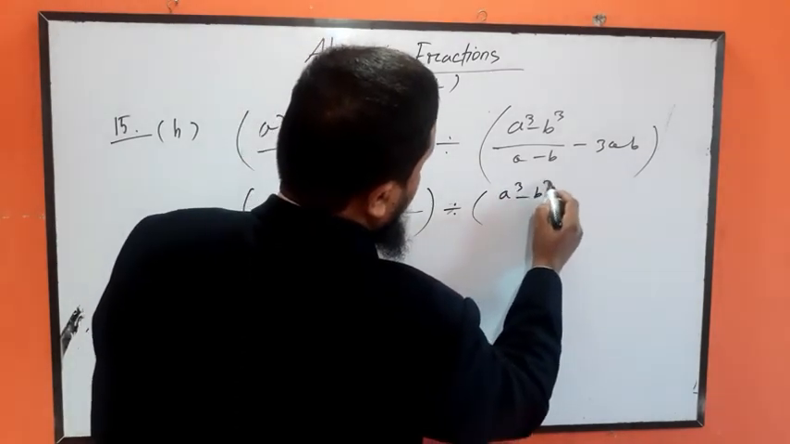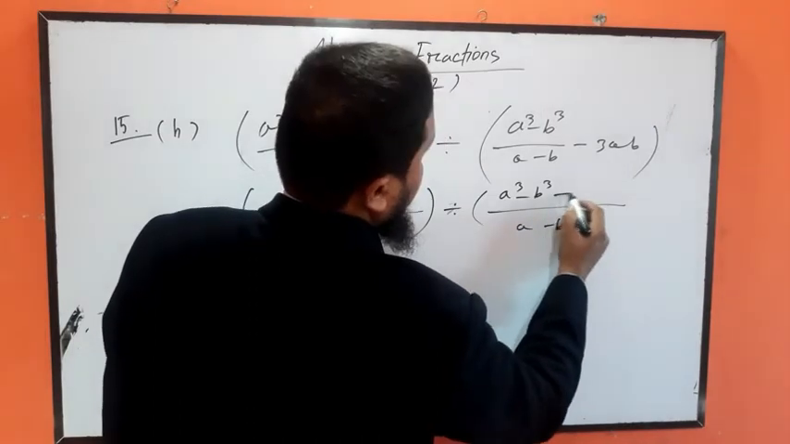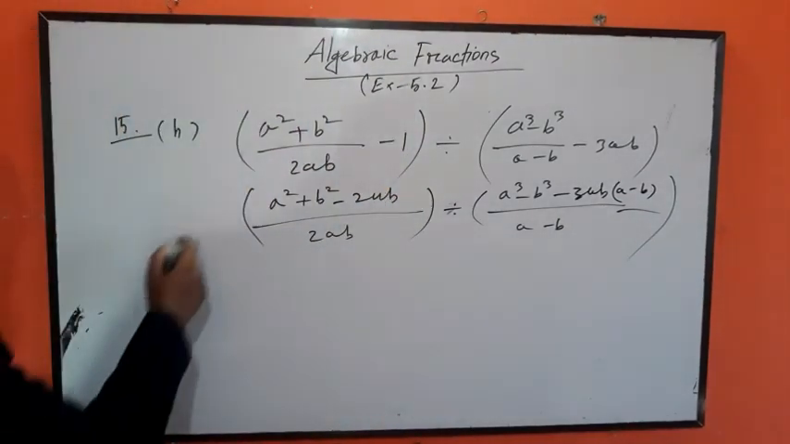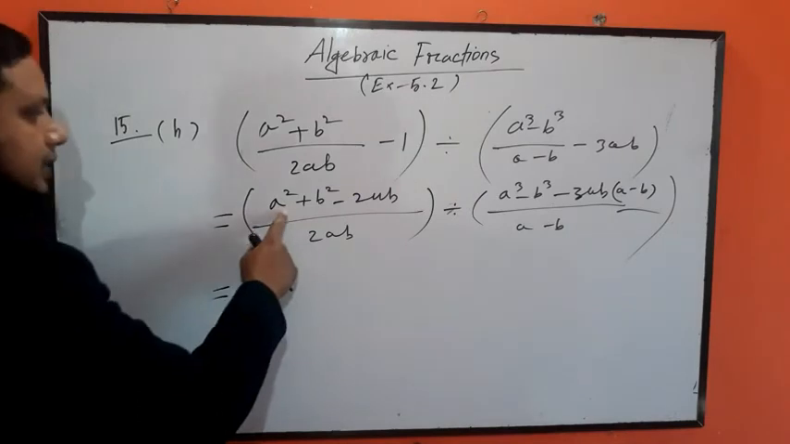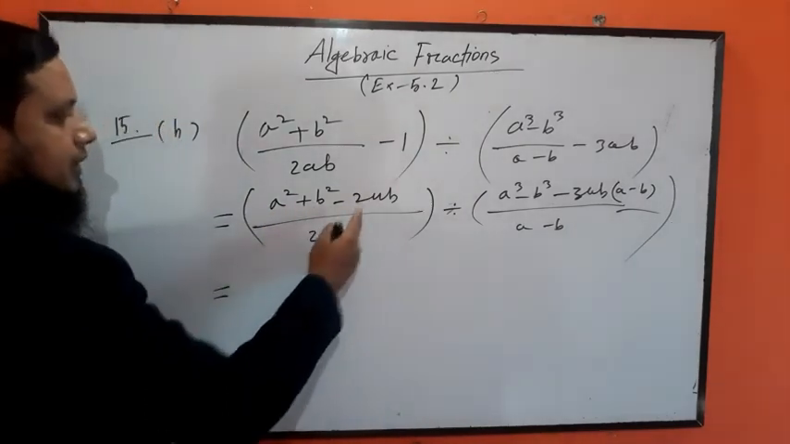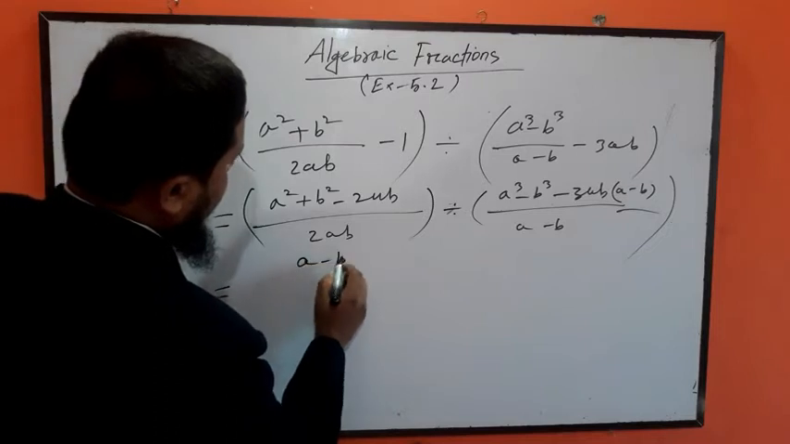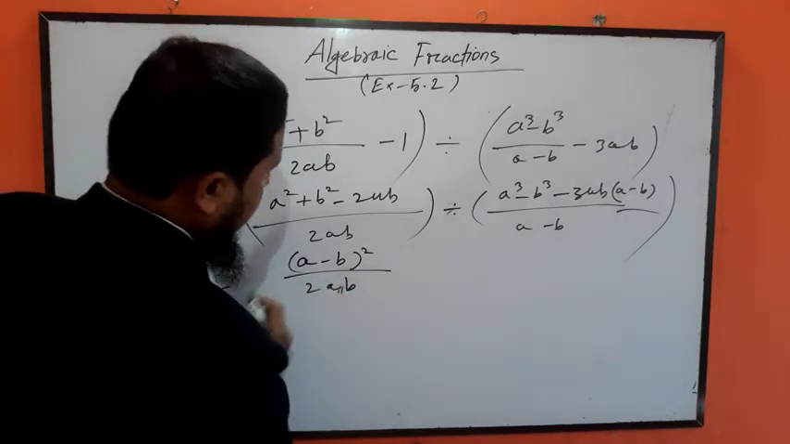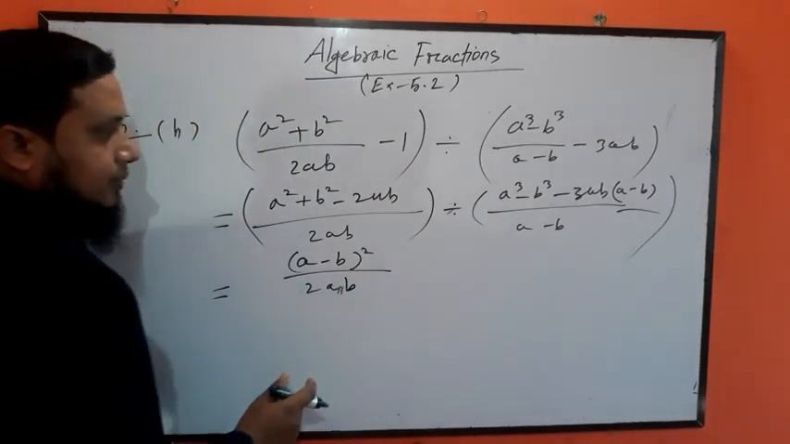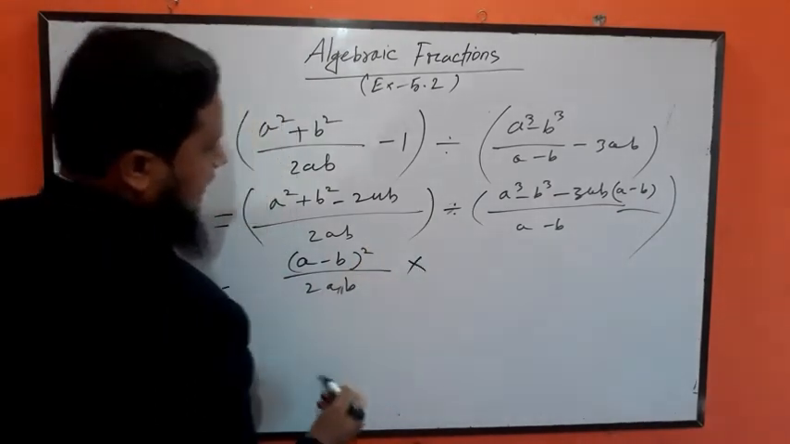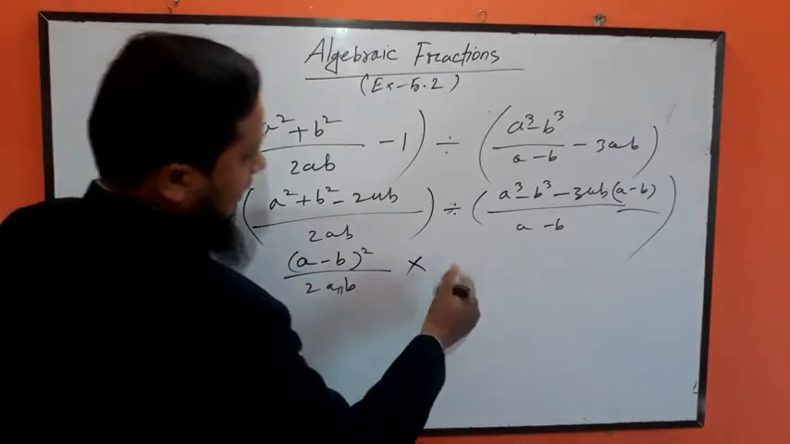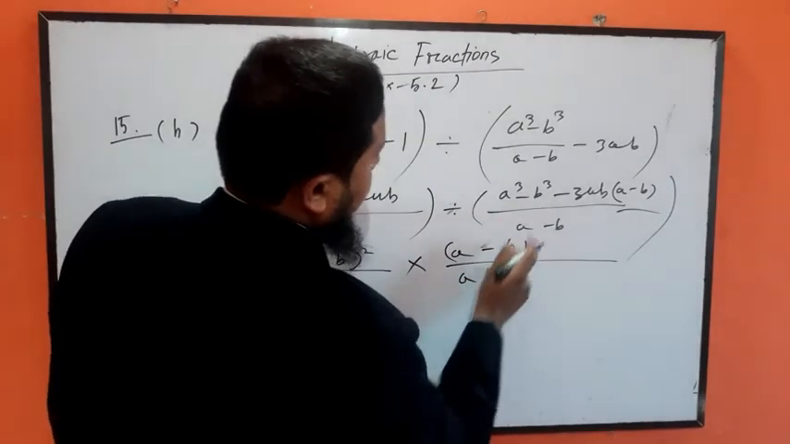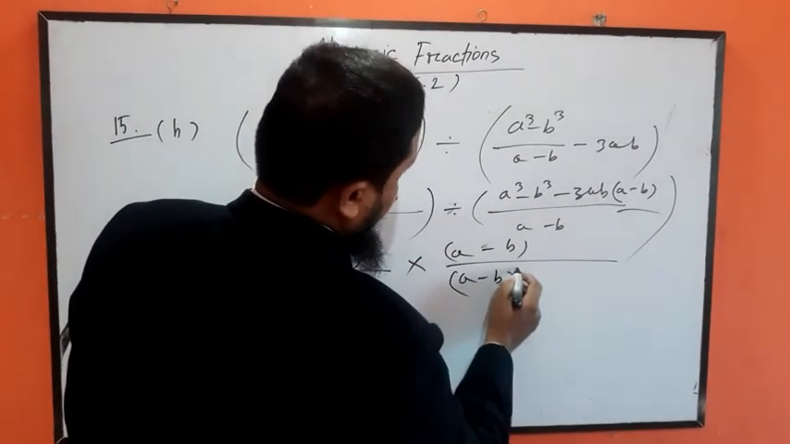a cube minus b cube, LCM a minus b minus 3ab into a minus b, same thing. Now we know this is a square plus b square minus 2ab, and this is the a minus b whole square formula, and here 2ab given, 2ab. Now we just multiply the first fraction with the inverse of the second fraction, a minus b, and here we can write easily this one, a minus b whole cube.